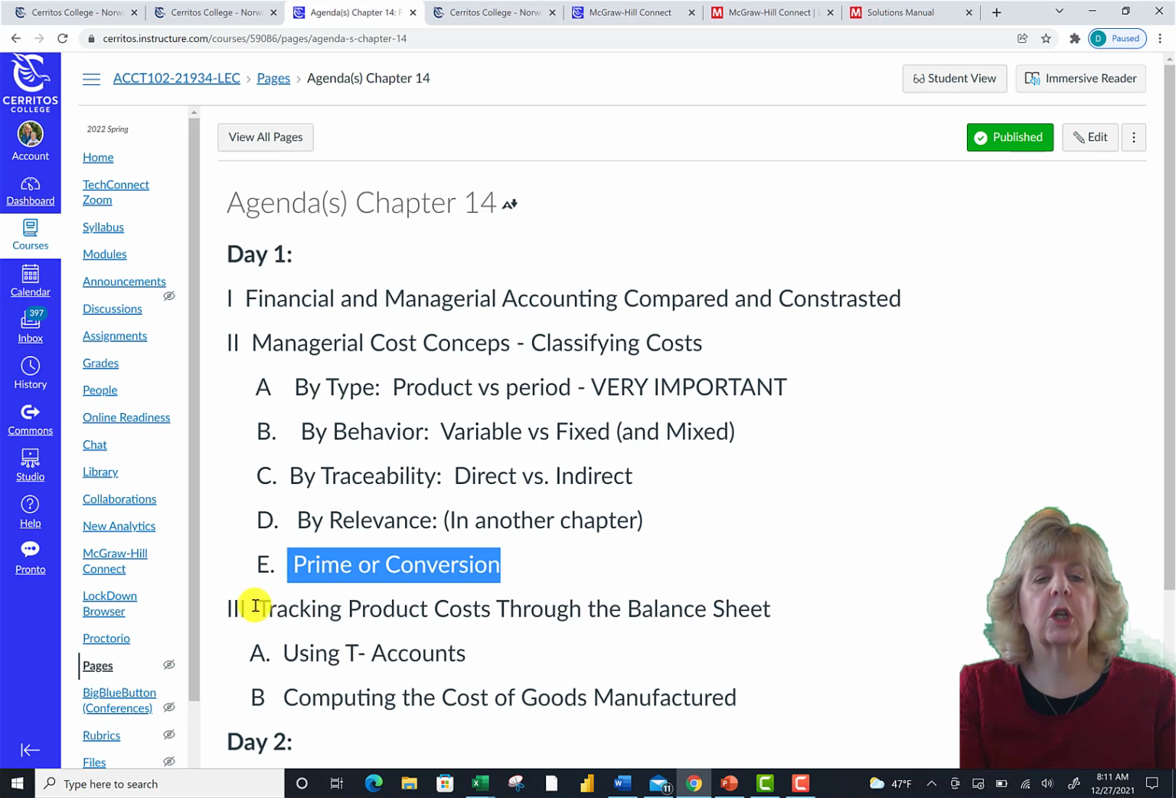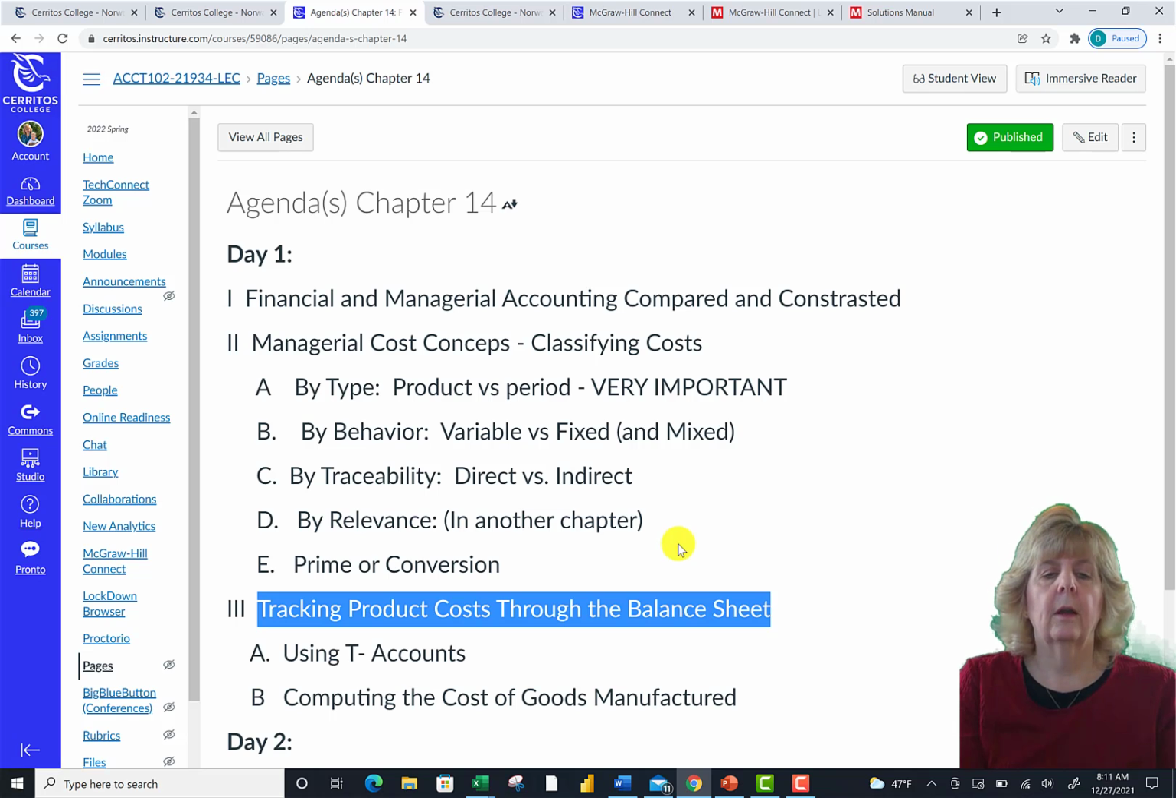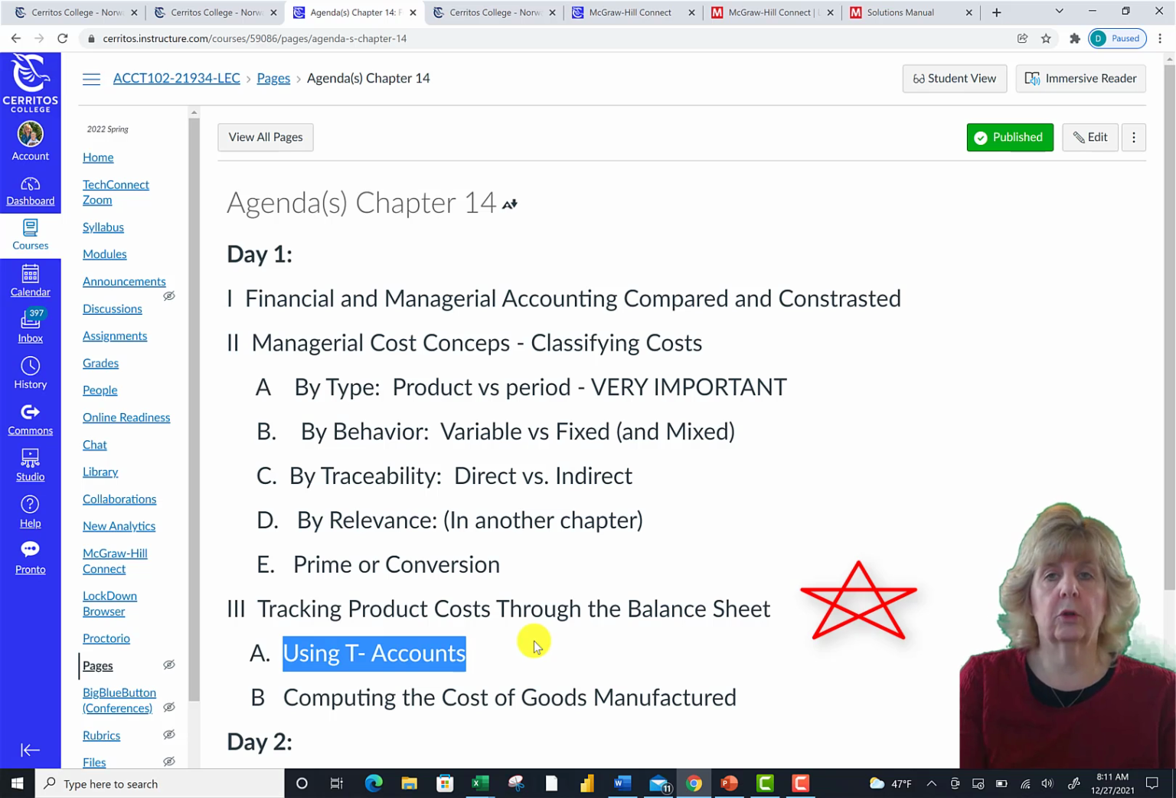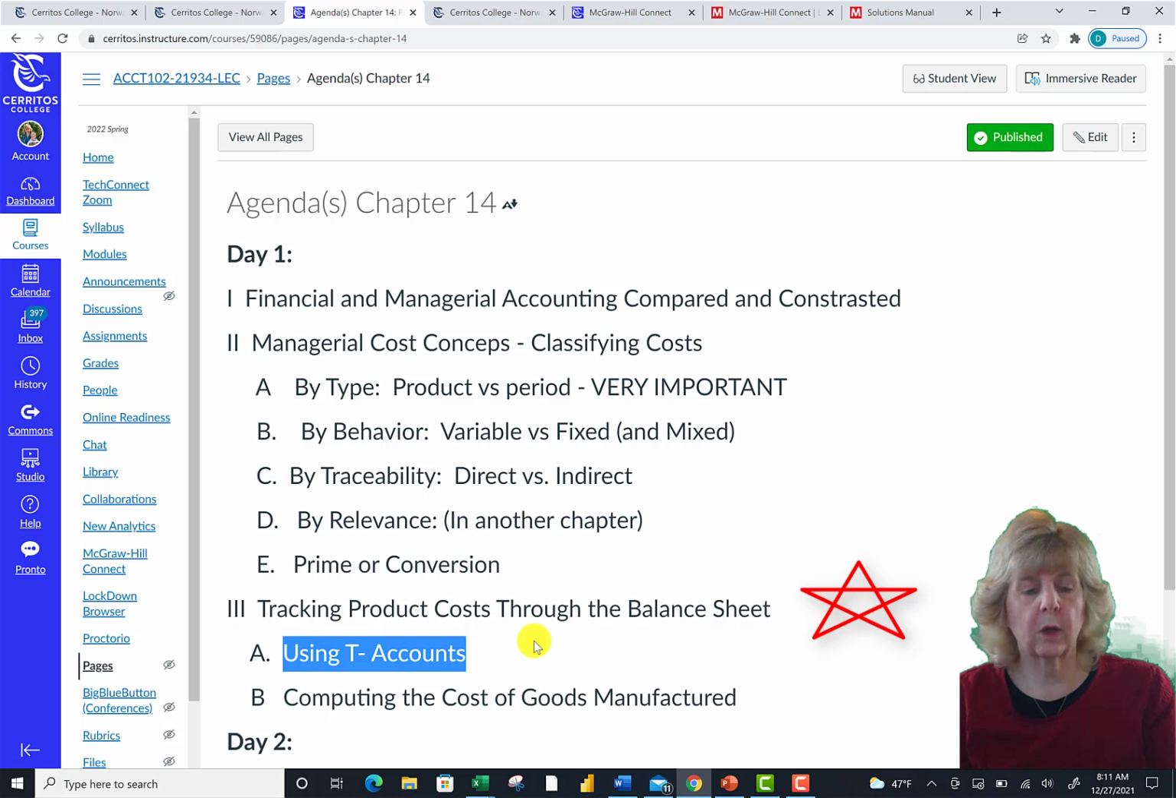And then the most challenging part of this chapter that we'll focus on toward the end of today and also in day 2 is the ability to track costs from their birth until their death. I'm going to focus on a T account approach because I know what's around the corner. If you can learn to tell a story through a picture like a T account, then the accounting when it comes to doing real life financial statements and schedules will be much easier for you.